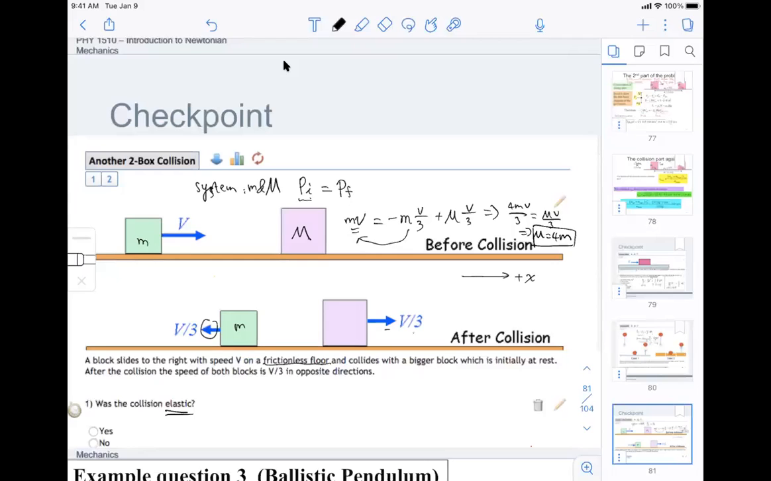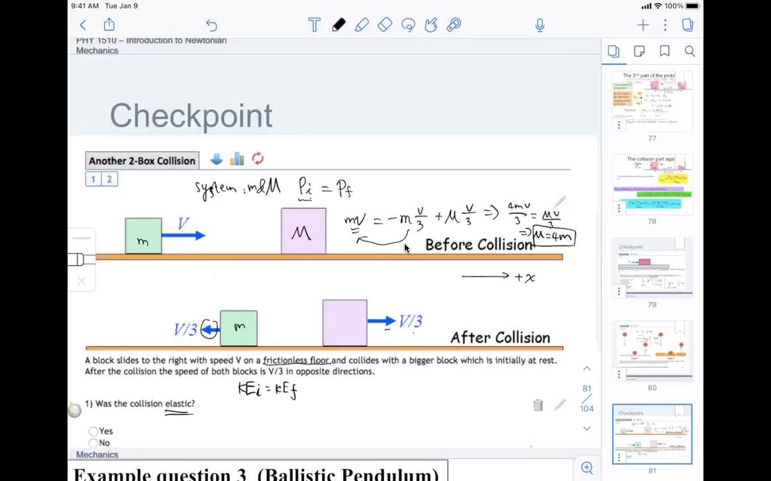So do you still remember the definition of an elastic collision? Momentum is conserved for elastic collision. Yes, momentum is also conserved for inelastic collision, but there is one more condition for elastic. The kinetic energy is conserved. Yes, kinetic energy is constant before and after collision. Very good. There is no kinetic energy loss during the collision process. Okay.